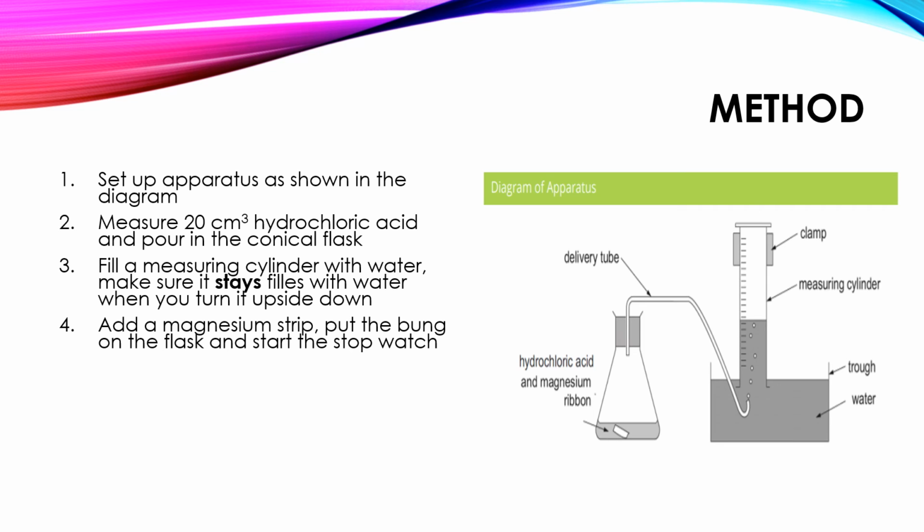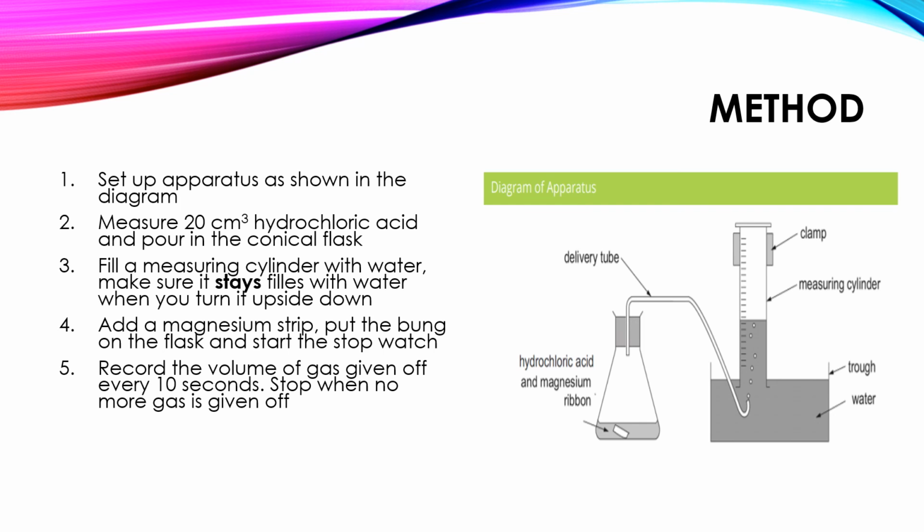You're going to add a 3 cm strip of magnesium ribbon to the flask, plug in the bung quickly into the flask, and start the stopwatch. You're then going to record the volume of hydrogen gas given off every 10 seconds. Continue until no more gas appears to be given off. Repeat steps 2 to 5 using 10 cm³ of hydrochloric acid and 10 cm³ of water, making sure that your total volume is 20 cm³.